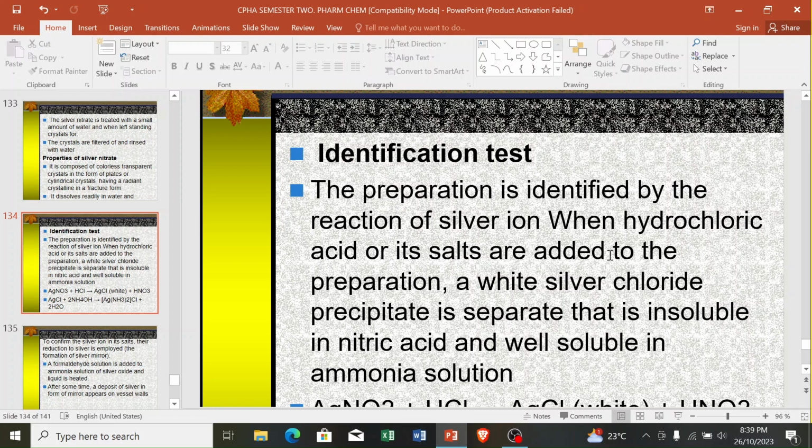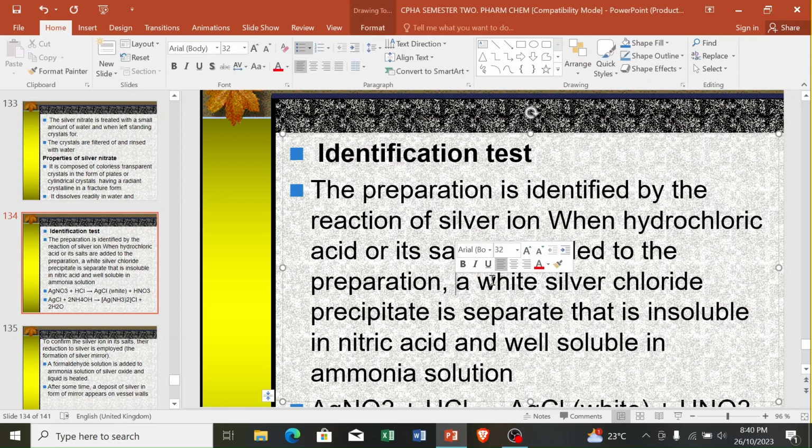Apart from hydrochloric acid, we can have a salt of chloride. You can have potassium chloride, you can have magnesium chloride, we can have sodium chloride. Common table salt is sodium chloride. So we can have sodium chloride solution, and then we add silver nitrate. When we add that, we expect to see a white precipitate. This is our observation. We expect to see a white precipitate.